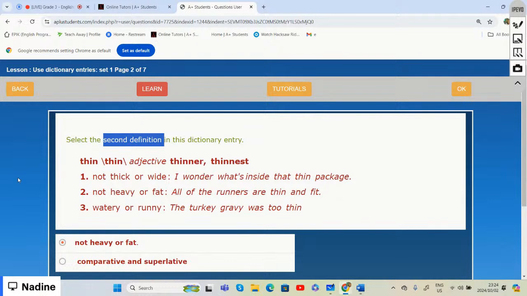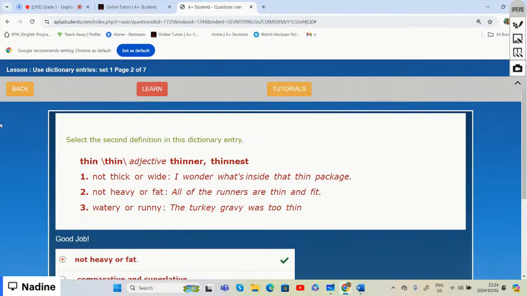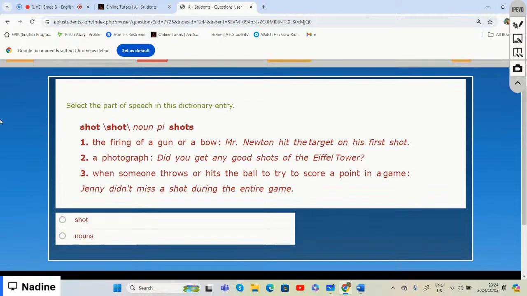All right, and if we were to select the second definition, we will say it is not heavy or fat. So the first one is not thick or wide. The third one is watery or runny. But the second one is not heavy or fat. So option one is correct. Well done. What is the part of speech in the dictionary entry? The part of speech.